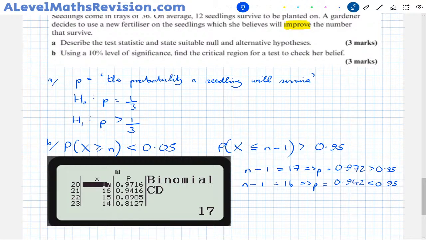So we've got n minus 1 equals 17, which means that n must be 18. Therefore, the critical region: any observation above 18 will be rejected.